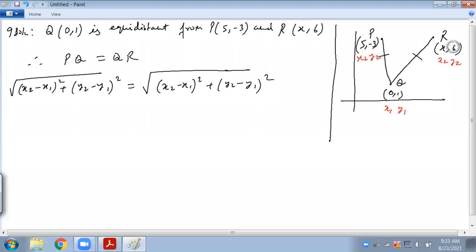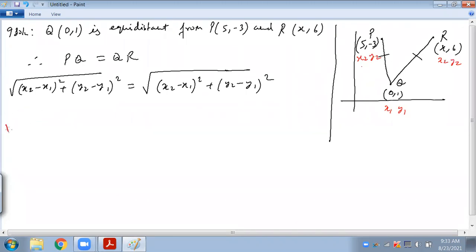I'm repeating, if there is any point that contains x or y, we take that point as x2 y2 instead of x1 y1. Then the calculation will become simple. If you take it the opposite way, with this one as x2 y2 and this one as x1 y1, then the calculation will be a little bit complex.